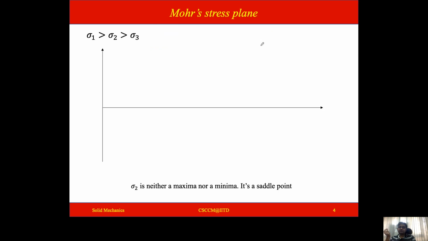So with this, what we are going to do is, this is my sigma n plane, and this is my tau n plane. Okay. So first, we determine, or we point out, the three principal stresses. We are going by this notation: sigma 1 greater than sigma 2 greater than sigma 3. So accordingly, this is my sigma 1, this is my sigma 2, and this is my sigma 3. So now, wait.